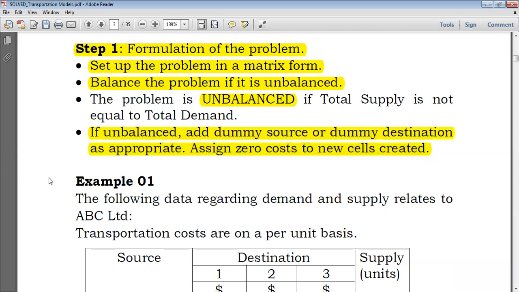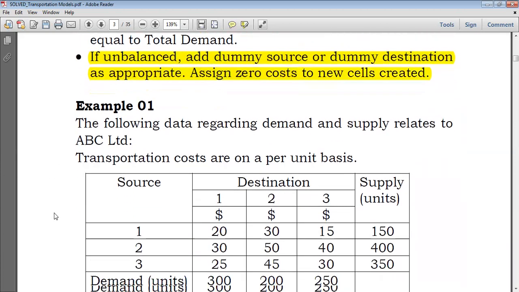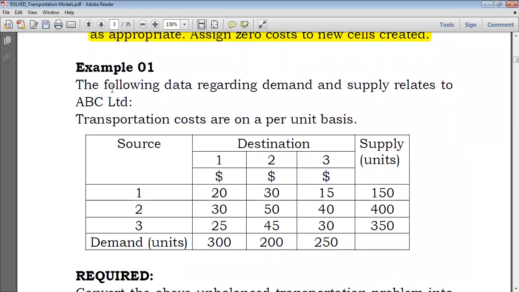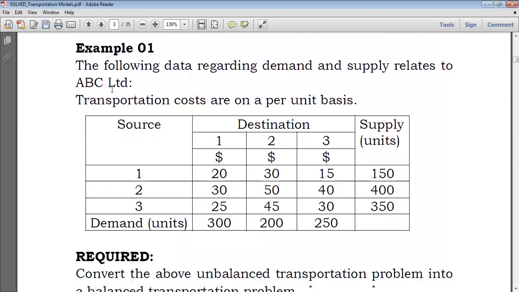You have created new cells, and then you just have to put the 0 cost there. Let's see an example. Through this example, you are just going to learn a lot. So just be patient until we finish all this.